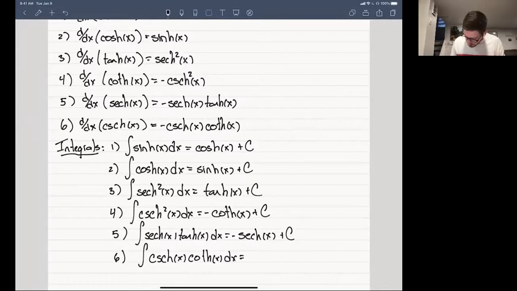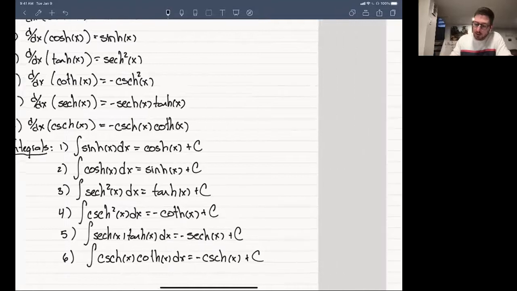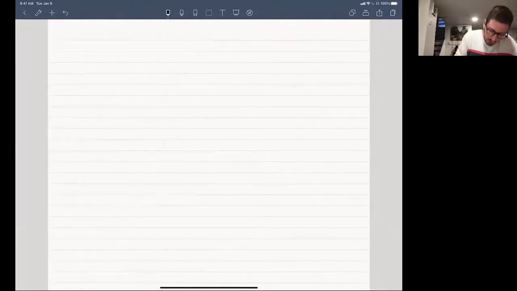And in this case, it's negative the hyperbolic cosecant plus c, right? And so never forget the plus c. We can never forget that, because we remember the definition of an indefinite integral is the set of all possible antiderivatives, not just one single one. It's any value of c.